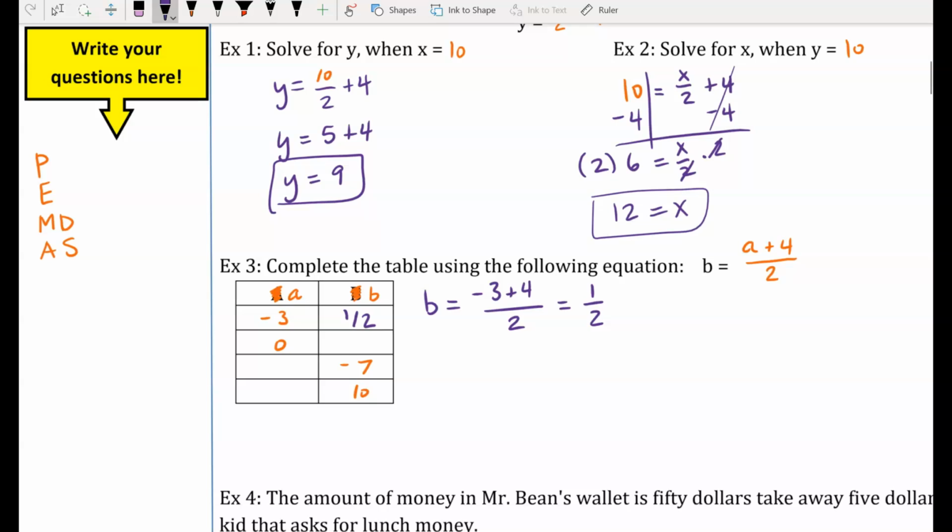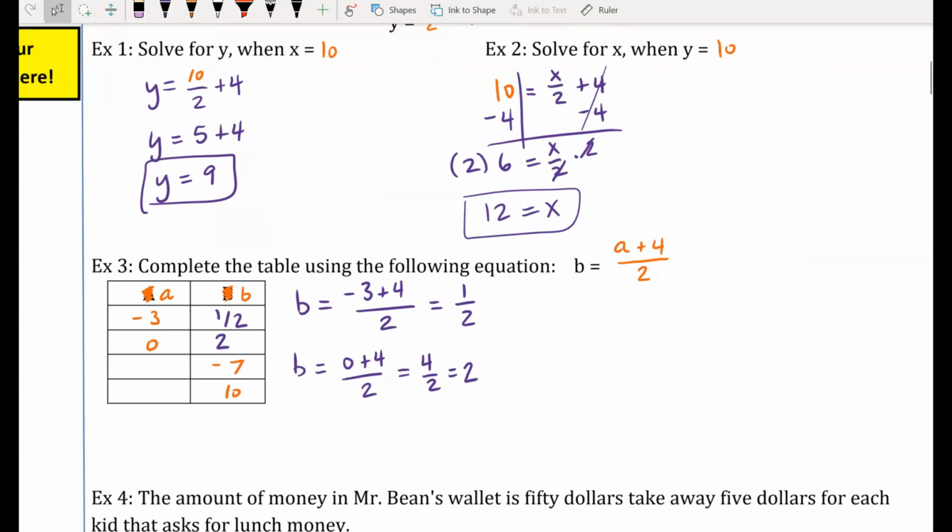Now you try that with A being 0. Make sure that you pause the video so that you can work through it and then come back and check your answer. You should have substituted 0 for A and simplified to get a value of 2 for B and fill in the table.